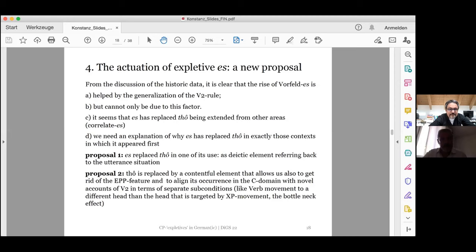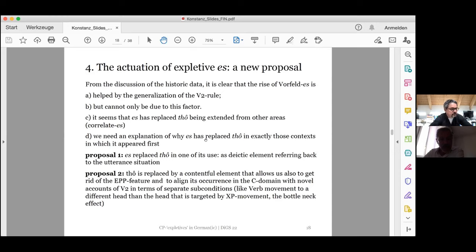So now from the discussion, from what Eric told us, the picture of the historic data, we see that the rise of Vorfeld S, of course, was helped by the generalization of Vituro, but cannot only be due to this factor. We have to say that S replaced do in one particular function, and we need an explanation why S appears in those contexts exactly where it replaced do, where it first appeared, namely in legal text, but not in narrative text.